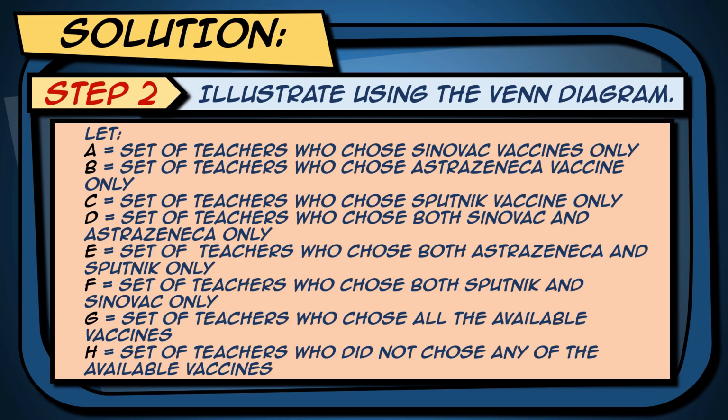And letter D, be the set of teachers who choose both Sinovac and AstraZeneca only. And letter E, be the set of teachers who choose both AstraZeneca and Sputnik only. And letter F, be the set of teachers who choose both Sputnik and Sinovac only. And letter G, be the set of teachers who choose all the available vaccines. And letter H, be the set of teachers who did not choose any of the available vaccines.